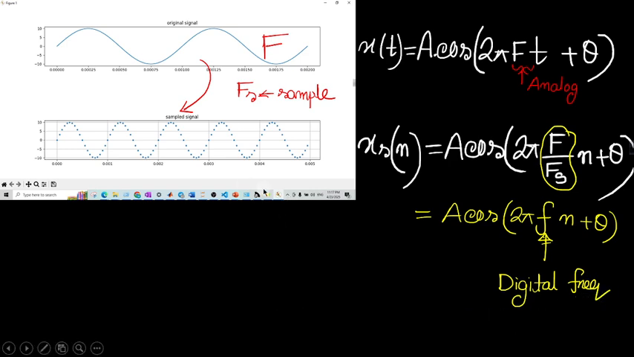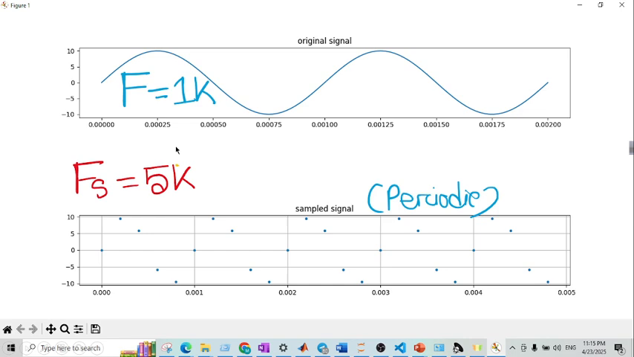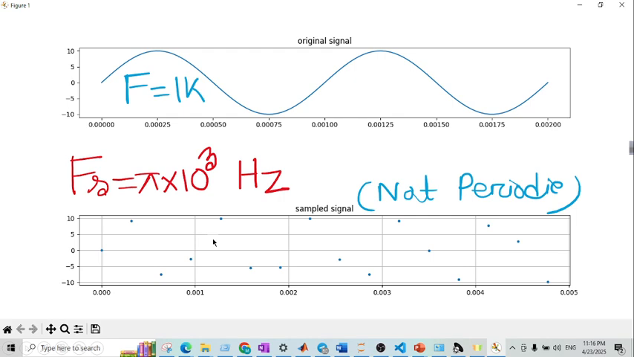In this video we will see the periodicity of this sample signal. That means this sample signal looks periodic. This sample signal also looks periodic, but this sample signal is not periodic. Though the original signal is periodic, the sample signal is not periodic. Let's see why this is not periodic.